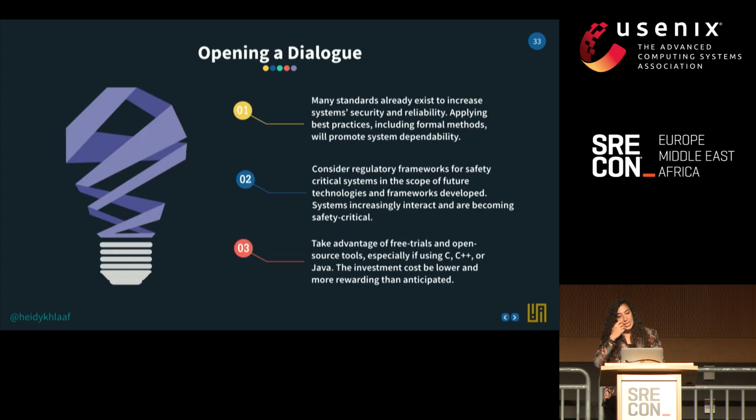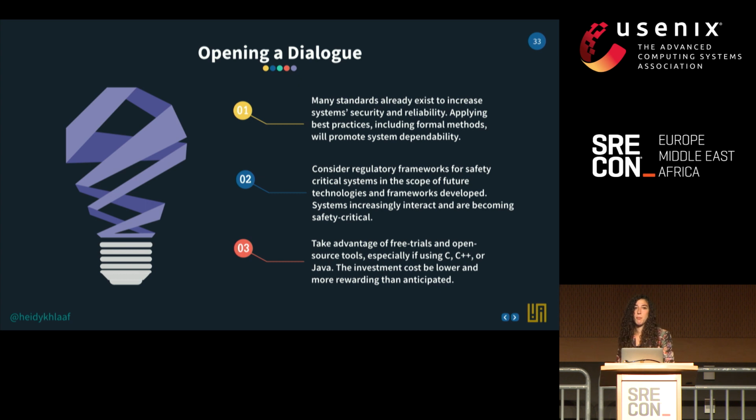So before you head back tonight, I wanted to leave you with some thoughts. There are many standards out there, and their whole purpose is to increase system security and reliability. Applying the best practices adopted from those industries is always a good idea. Formal methods should be one of the many tools you have in your toolbox. There are so many studies that show that it promotes system dependability. We don't just do it for fun. So you should really consider it and try out some of these tools, especially because they're free.